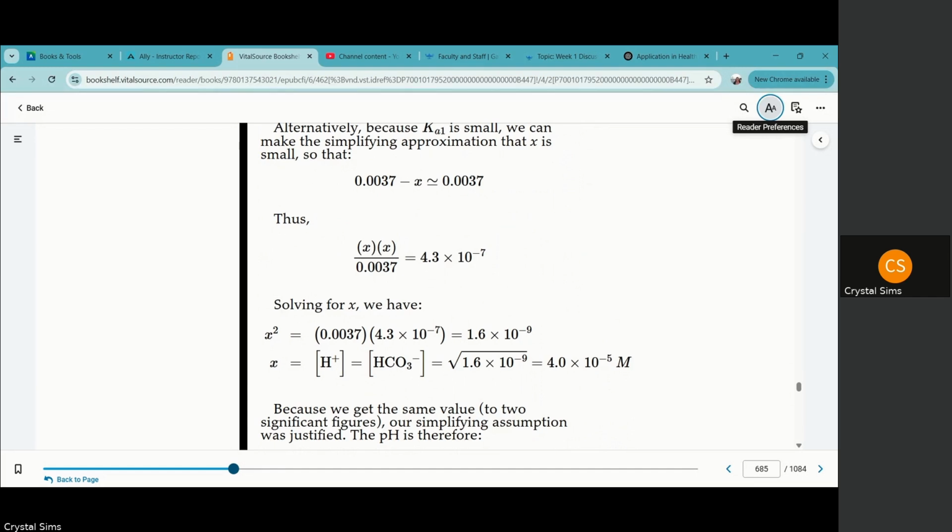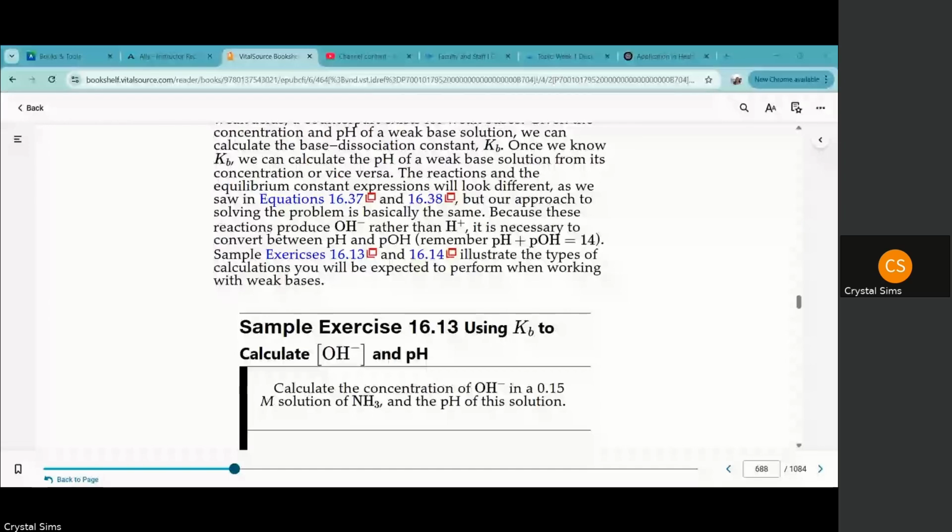Now we're going to switch gears and look at weak bases. We can calculate our base dissociation constant in much the same way that we do our acid. So now we're going to look at sample exercise 16.15. I know this says 16.13, but this is a different version of the book than we use, but it's the same problem.